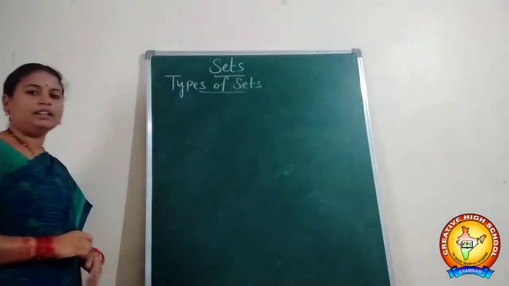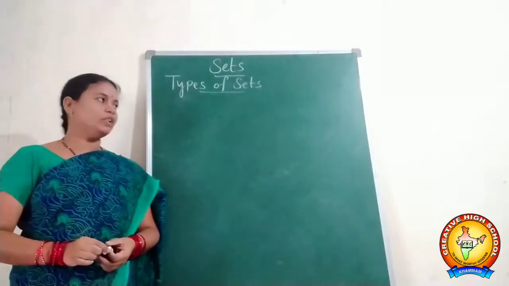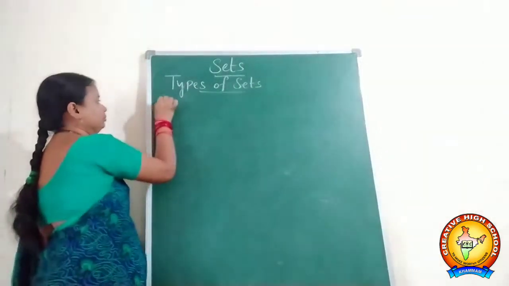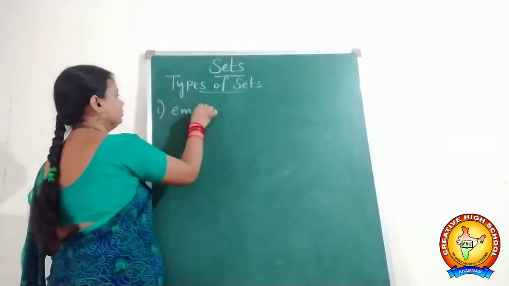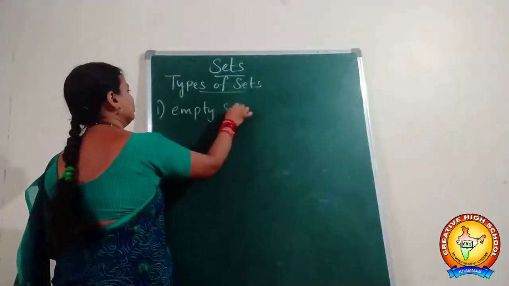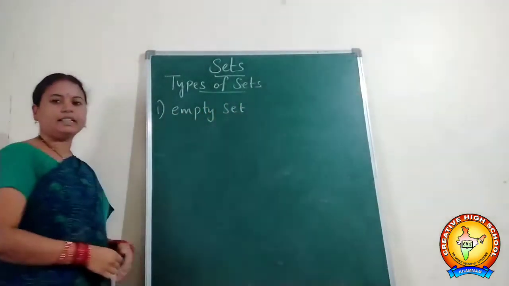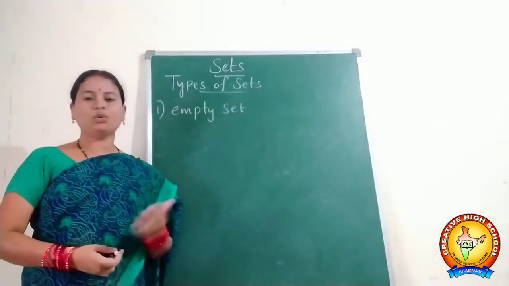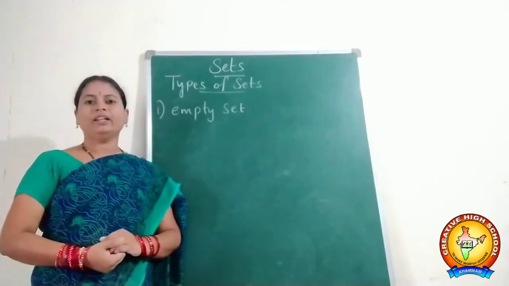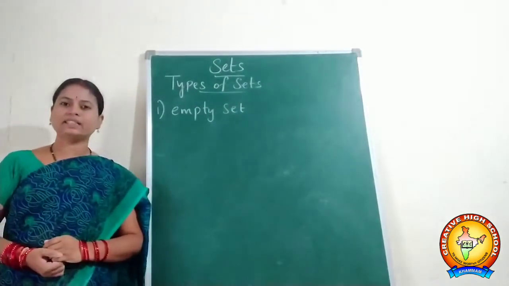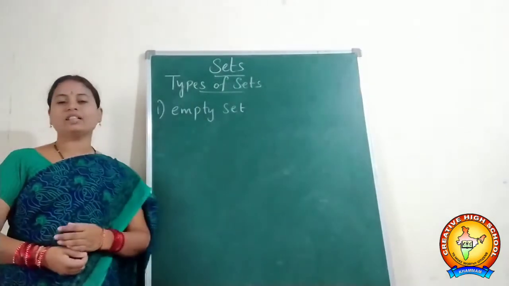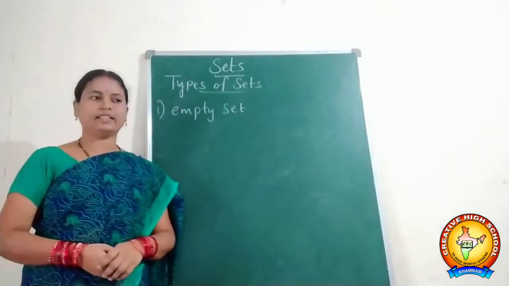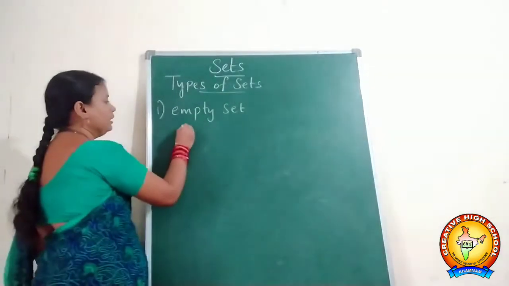Okay, let us see. First one, empty set. Empty set means in a set, if no element is present, such sets are called the empty set. Let us see one example.